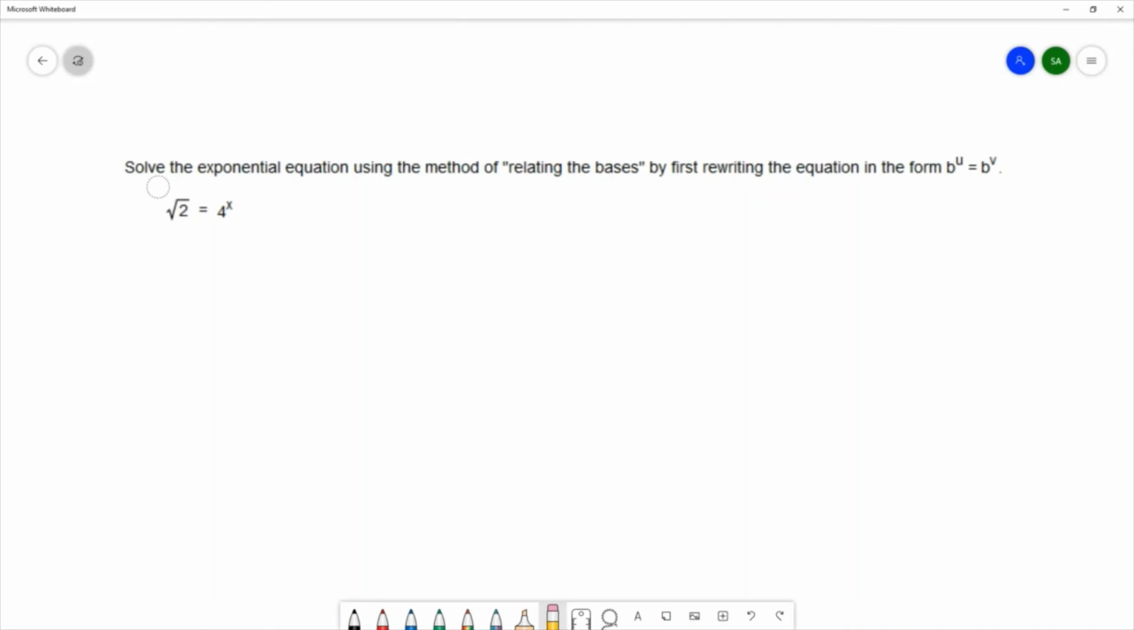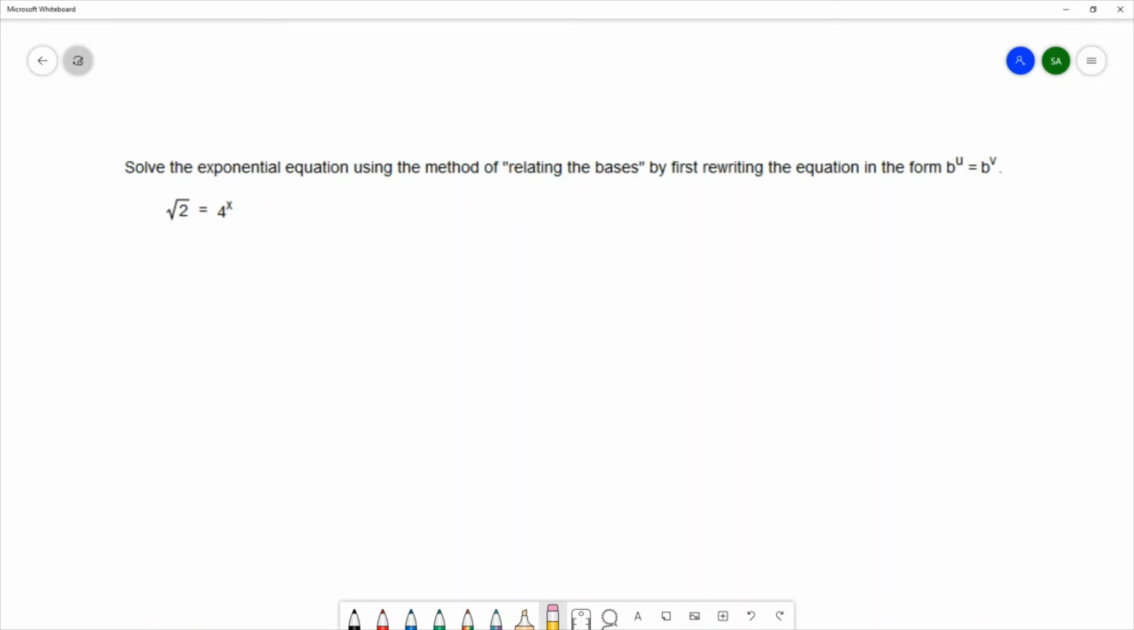On this question, we want to solve the exponential equation using the method of relating the bases by first writing the equation in the form b to the u equals b to the v. So we want to start by writing the equation in this format, and what that means is that on the left-hand side of the equation, we want the same base as the right-hand side of the equation.